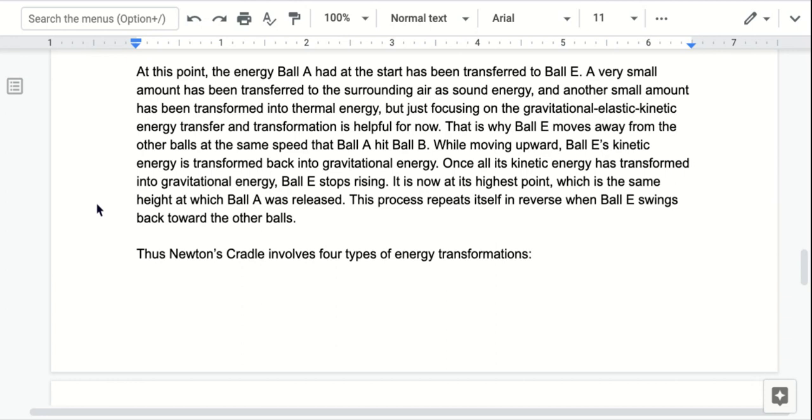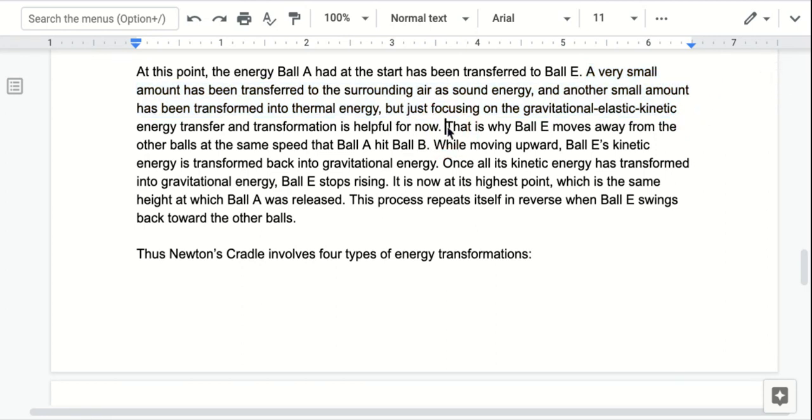So if you go back to that first question, it asked what kind of energy has been moved into its surroundings. That's answered right here. A very small amount has been transferred into the surrounding air as sound energy. You can kind of hear them clinking on one another. That's that sound energy. And another small amount has been transformed into thermal energy. Those balls are going to gain a little bit of heat as they touch. That's that thermal energy. So, back to the reading.